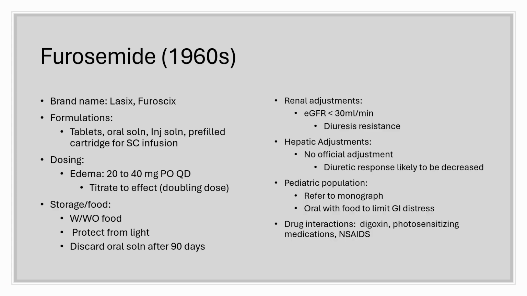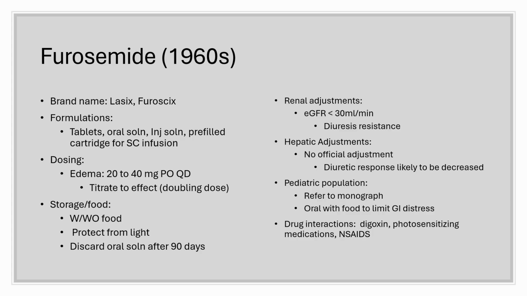Furosemide was approved in the 1960s and is available in various formulations, including an oral tablet, oral solution, as well as an injectable formulation for IV infusions, and it's also available in a prefilled cartridge, which is used with a drug device for subcutaneous infusions. Although oral furosemide may be used for hypertension, it is not a first-line antihypertensive and is mostly used in patients who are volume overloaded.